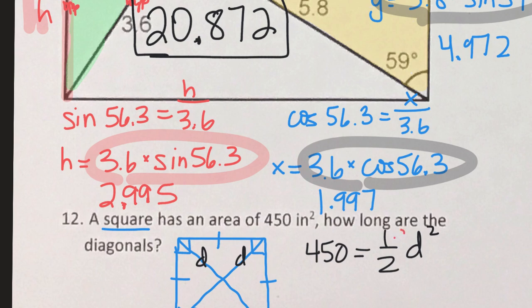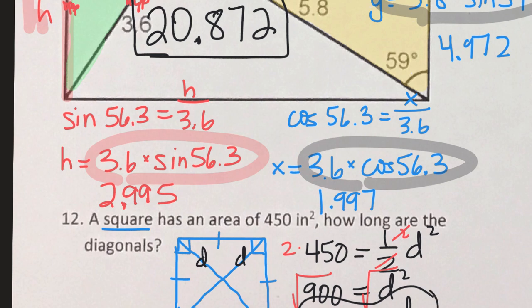So the math says multiply by 2 to get rid of the 1/2. 900 equals the diagonal squared. And when I take the square root of 900, I get a diagonal of 30 inches. And since they're both the same, we can just call it one of them and we're good. 30 inches is the diagonal length.